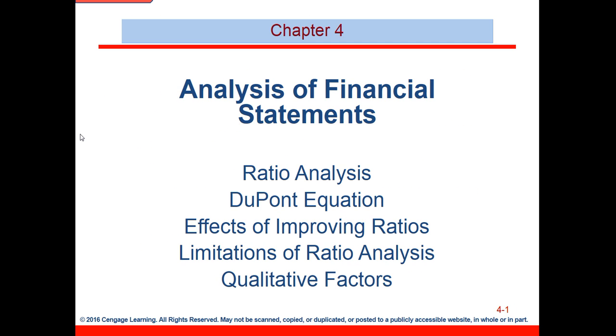In Chapter 4, we are going to analyze the financial statements that we covered. Specifically, we are going to look at the ratio analysis, and then we are going to look at the DuPont equation. We are going to continue covering the same example that we had in Chapter 3, and we are going to see the effects on improving the ratios, and finally we are going to talk about the limitations of ratio analysis and talk about the qualitative factors.